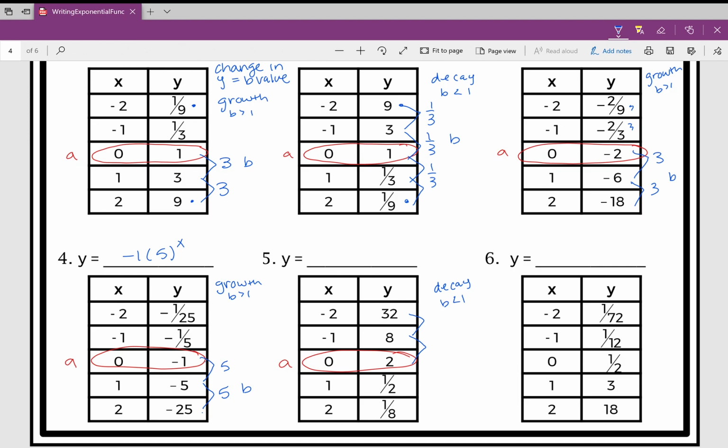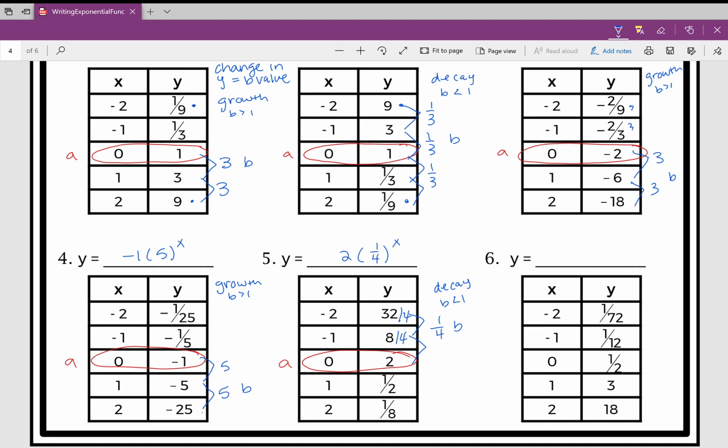So we know that 32 divided by 4 will give us 8. 8 divided by 4 will give us 2. So that means that's the same as multiplying by 1/4. So this is our b value. So then if I was to write my answer, I have my a, which is 2, parentheses 1/4 to the power of x.